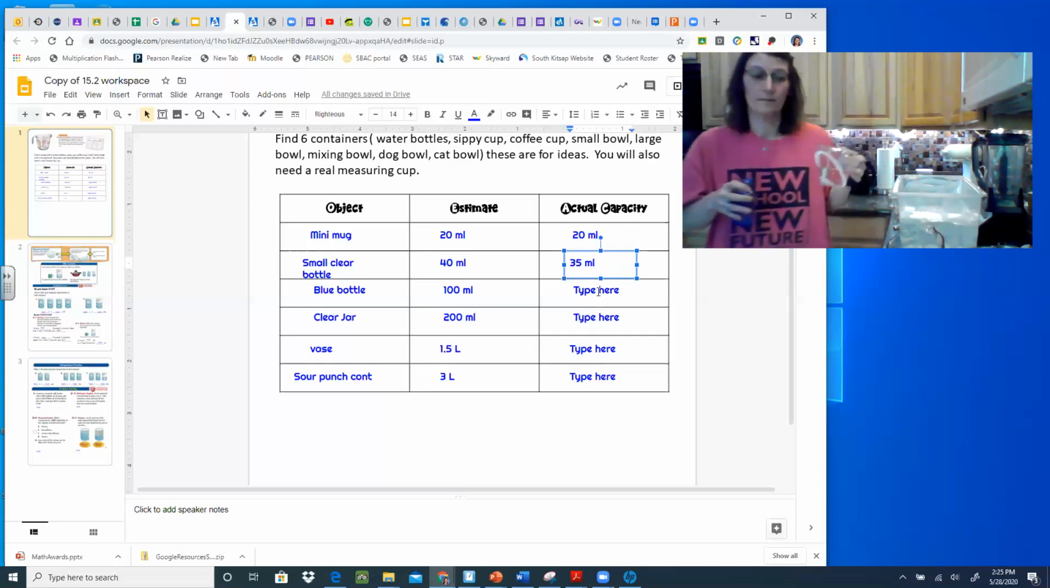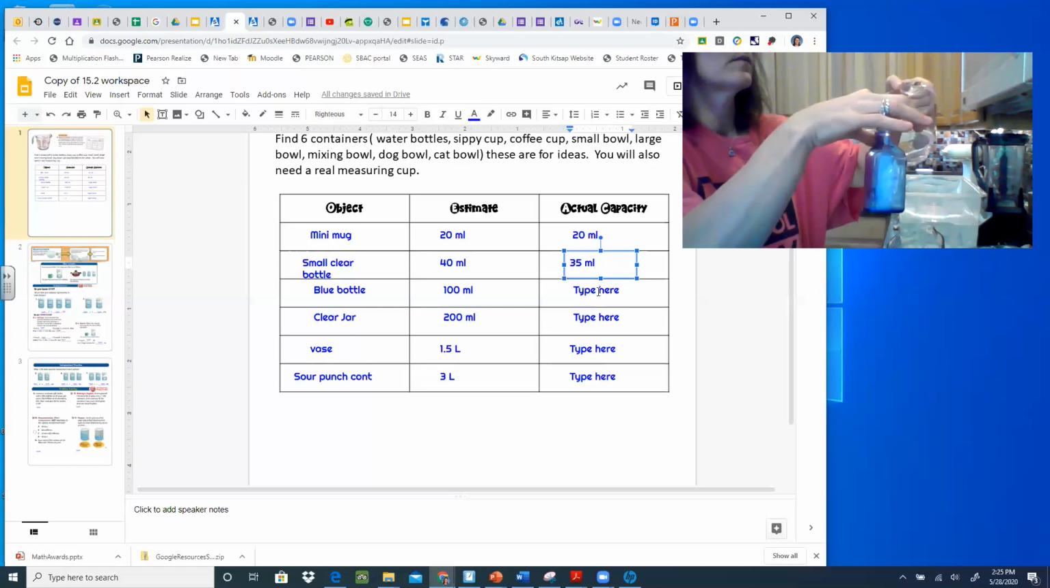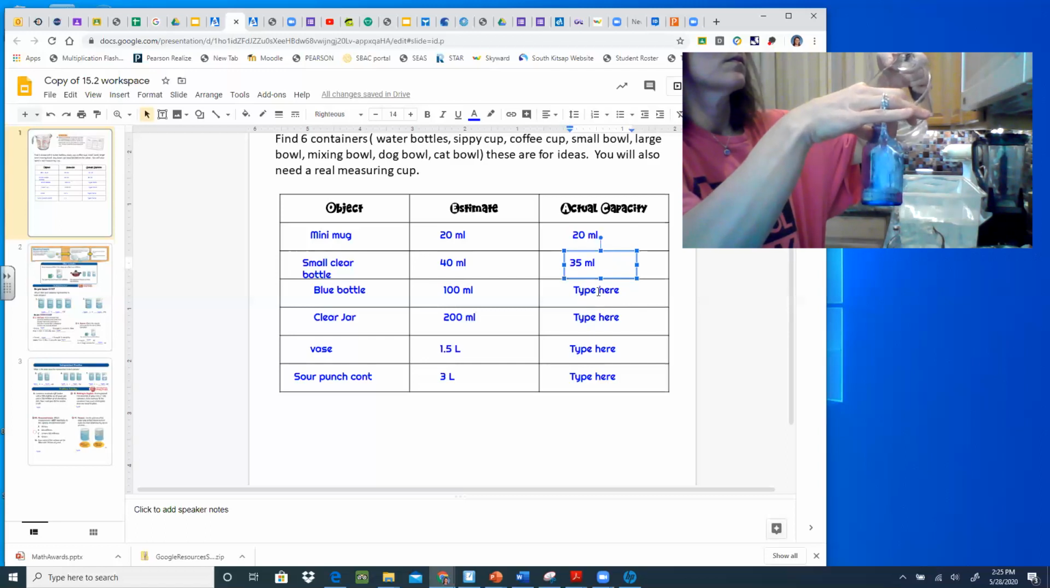Okay, got it to 200. Okay, so now we're going to fill this guy up. So I'm going to try to go all the way to the brim like I did on the last one. Whoa, whoa, whoa.